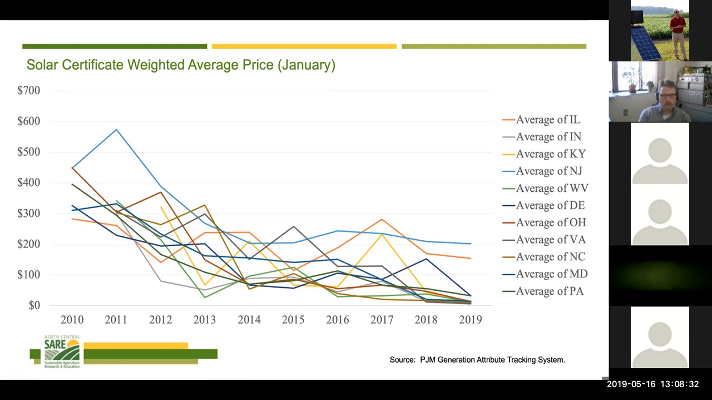A couple things to keep in mind. Most of our RPS standards will have outlined or established some type of penalty payment or alternative compliance payment. It basically says if you're a utility bound by this state policy to generate a certain percentage of renewable energy and you don't do that, here's your penalty payment per megawatt. And so that penalty payment is going to set the ceiling for SRECs, right?